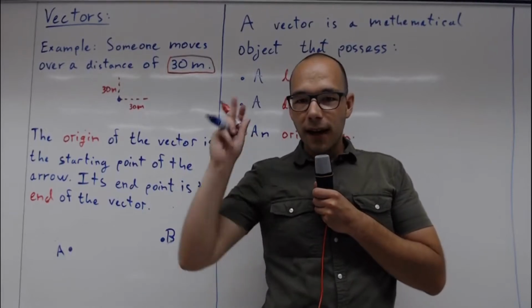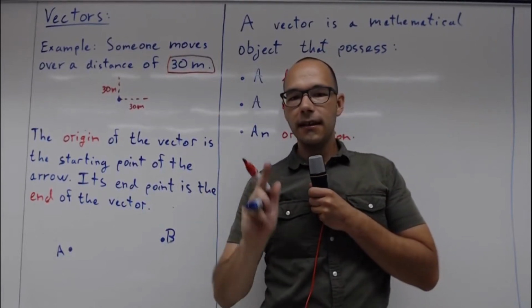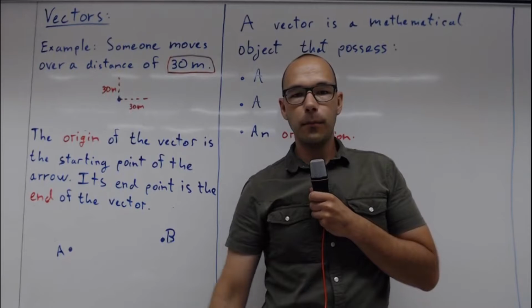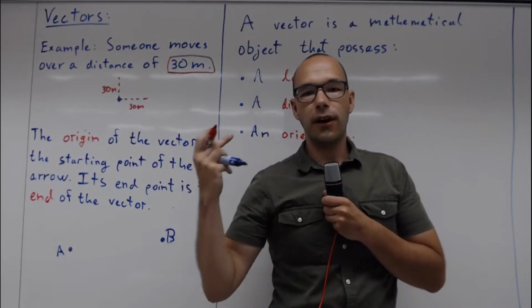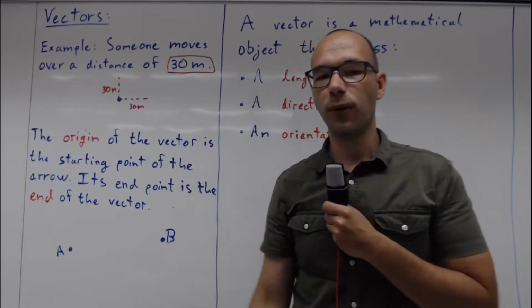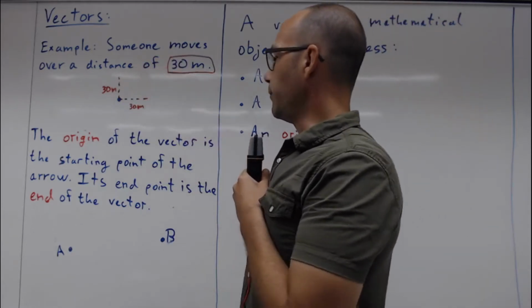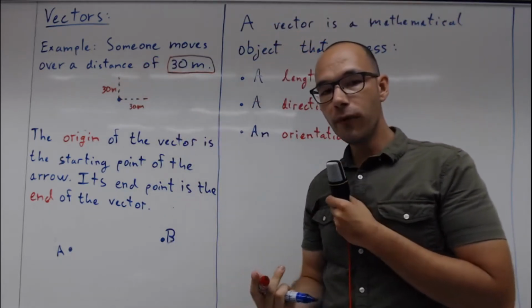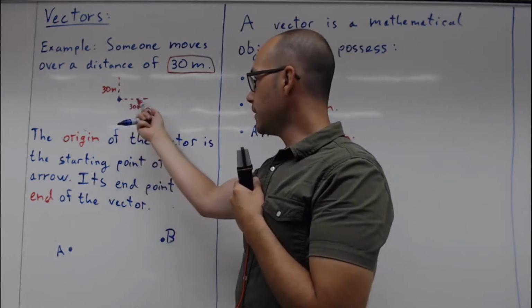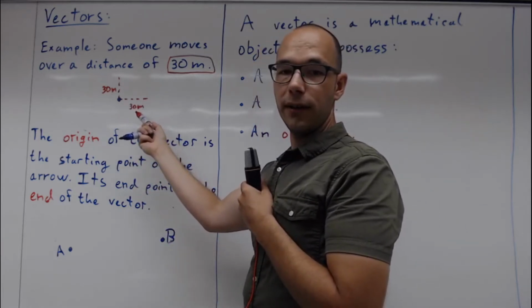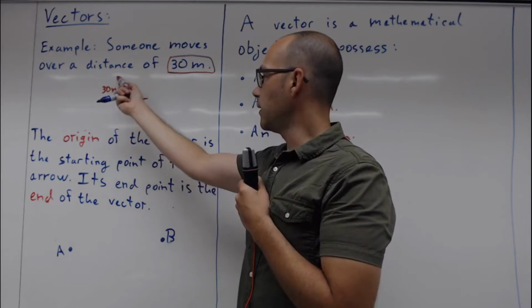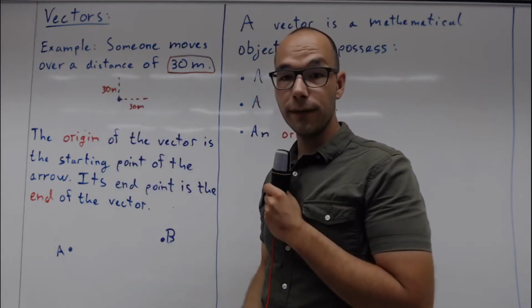Going to be talking about vectors. And let me start with an example that will show us why vectors are so useful. So we have someone that moves over a distance of 30 meters. That person could be moving towards the east over a distance of 30 meters, could be moving towards the north over a distance of 30 meters.